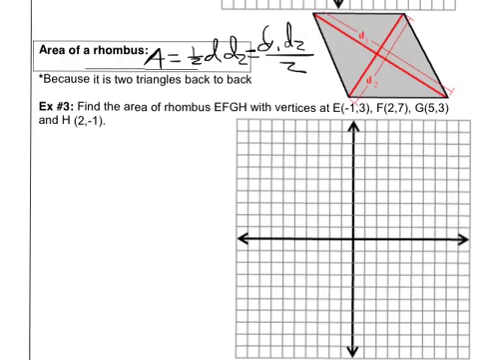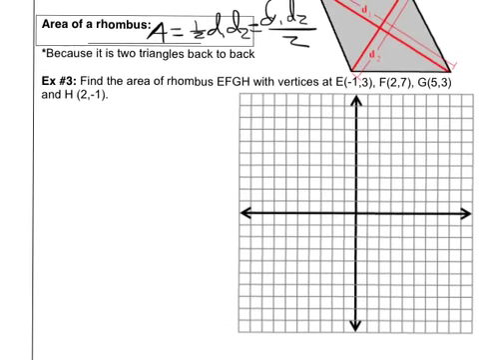over 2. Same idea. So we have another little problem here where we're going to plot these points. I think this is something you guys could probably do on your own for the most part, so I'm going to let you guys try it, and I'll have the answer up here shortly. So go ahead and plot the points, and then see if you can't just take the diagonal measures, multiply them by each other, and then divide by 2. Okay, go ahead and give it a shot.